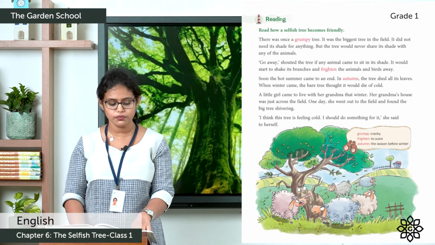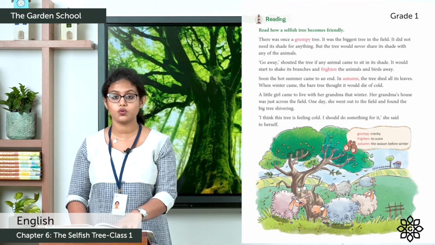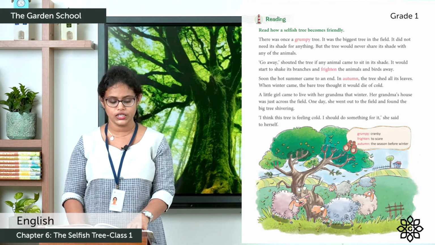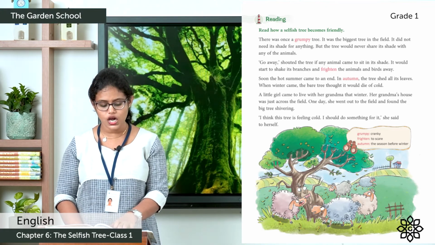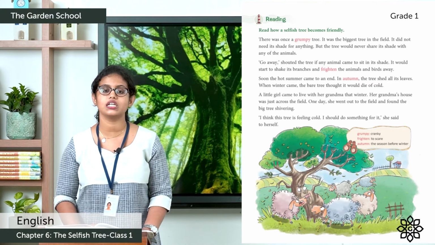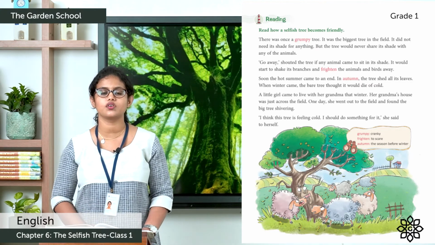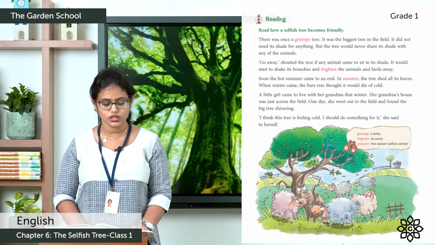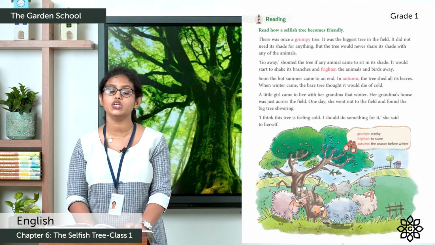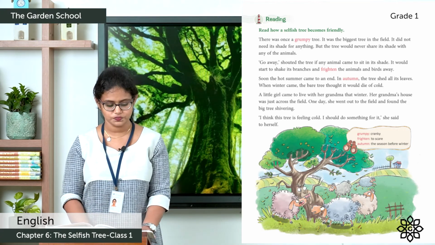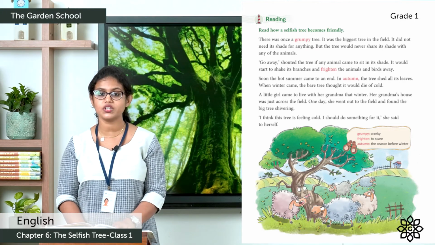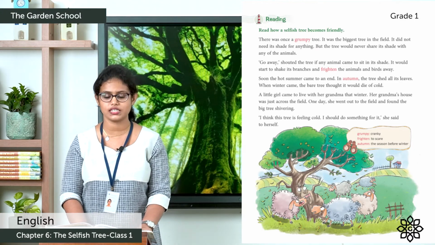A little girl came to live with her grandma that winter. Her grandma's house was just across the field. One day, she went out to the field and found the big tree shivering. Then there was a little girl who was living along with her grandmother just across the field. And she saw this tree shivering. Then what did she do? I think this tree is feeling cold. I should do something for it, she said to herself.